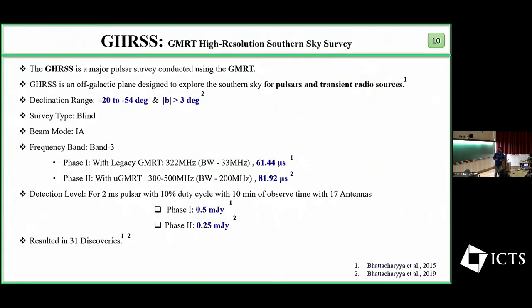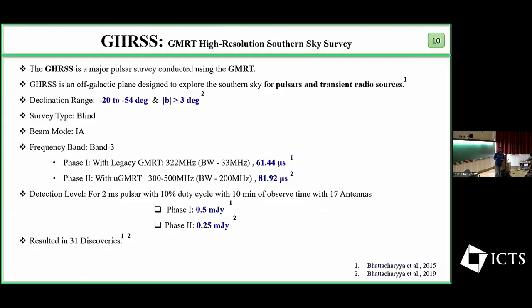So let's talk about it. GHRSS is the GMRT High Resolution Southern Sky Survey, which is an off-galactic plane survey designed to hunt for pulsars and radio transients, in the declination range of -20 to -54. It is operating in blind mode, meaning IA beam, to get more sky coverage in a single observation, and it is operating at band 3 and has occurred in two phases.